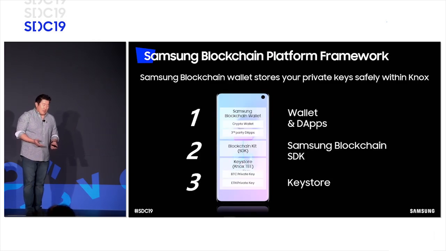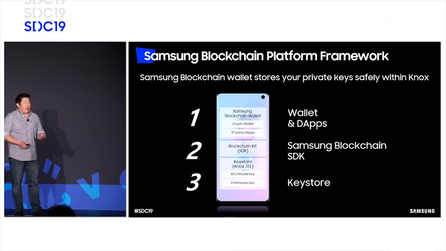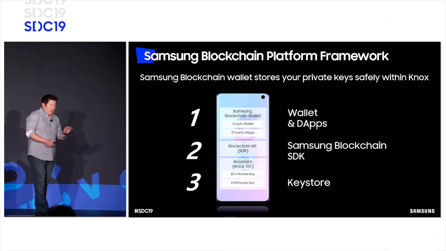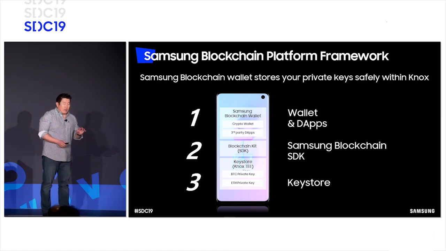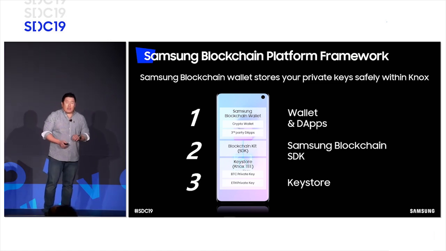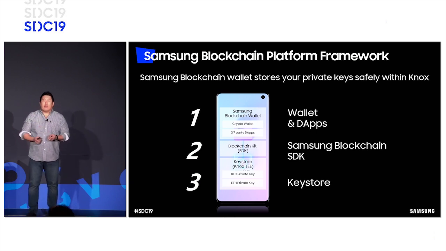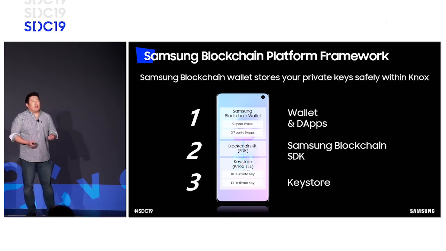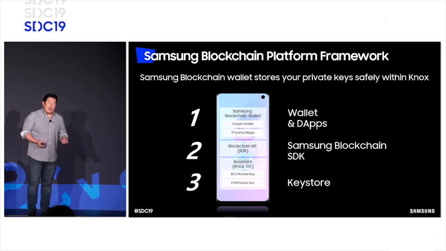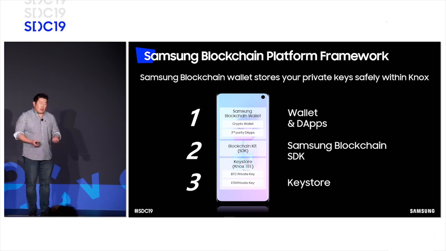Well, this is where Samsung's blockchain platform framework comes into play. And essentially where I want to start when it comes to these three different key points is number 2. We now have, as you probably heard in the keynote session, a Samsung Blockchain SDK. We have a lot of SDKs, but we spend a lot of time with our developers to make sure that they're very easy to use, you have full technical support, and it's free. So I welcome you to take a look, download it, and see what it's all about.